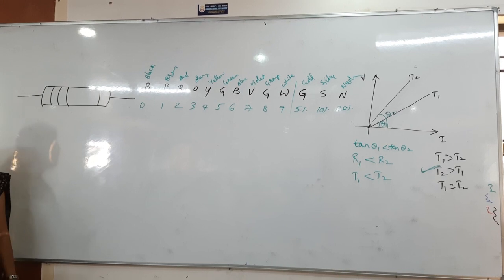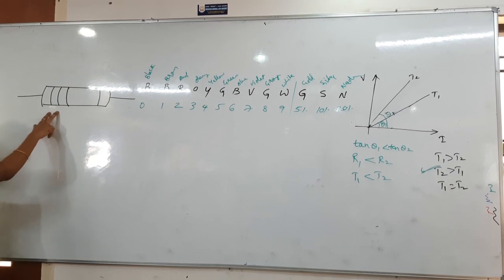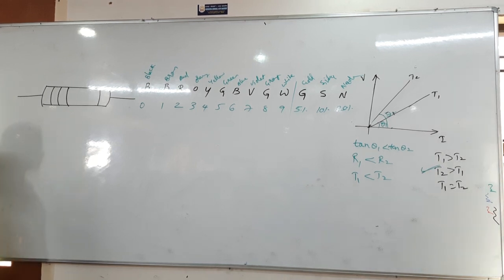Gives idea about that. Now first of all, first 2 colors you have to write the numbers as it is. Then third color you have to write the power of the 10. Fourth color is the tolerance. Now tell me how much resistance value.